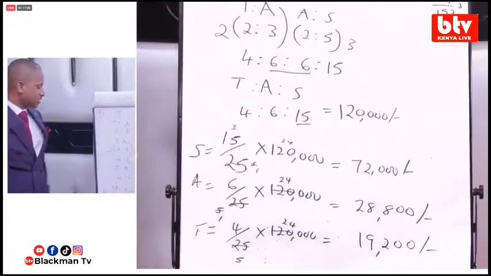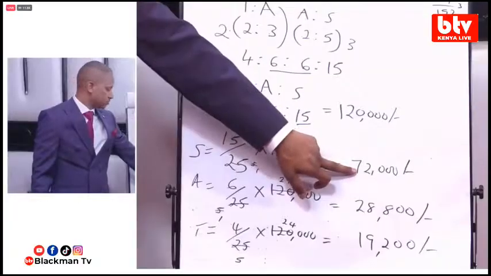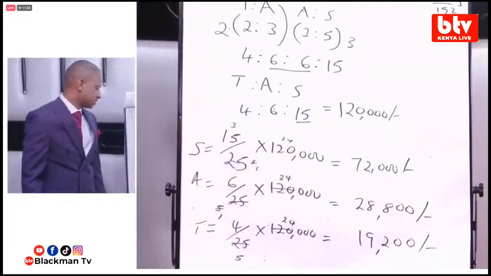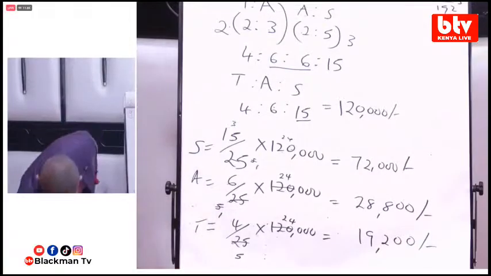So these are their contributions. So what does the question want? Sifuna's contribution, which is 72,000. Just that, class. Then we go to the next question.